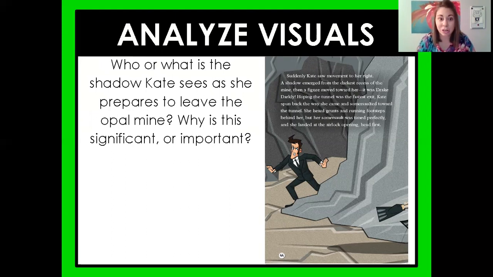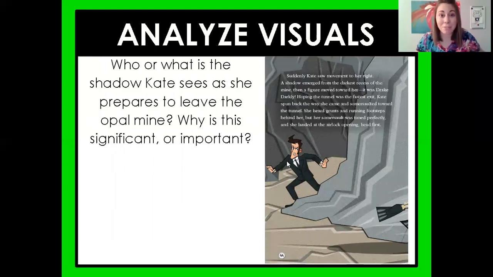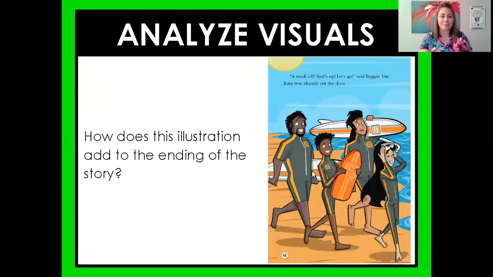It was Drake Darkley. So already we can answer part of this question. Who or what is the shadow that she sees? Well, it just says it was Drake Darkley. Okay, and then why is this significant or important? We can see in the picture, we saw Drake Darkley, and we talked about this picture before, but it's important because it's proving that he's guilty, right? She has him in the mine. And so this picture adds to our understanding because we get to see Drake Darkley in the mine.